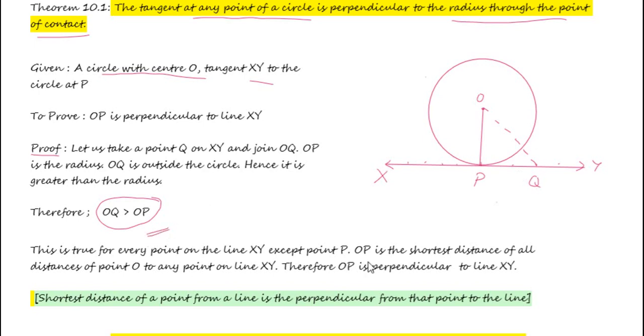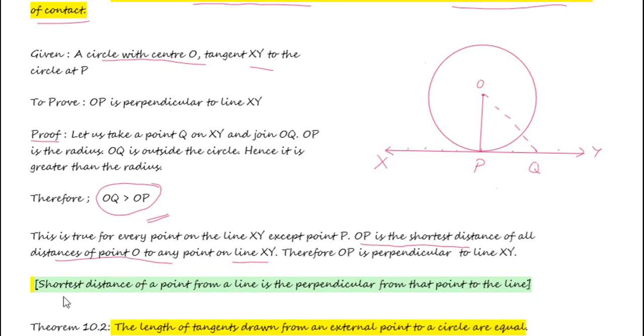So OP is the shortest distance of all distances of the point O to any point on the line XY. Therefore, OP is perpendicular to the line XY. Reason: the shortest distance of a point from a line is the perpendicular from that point to the line. That is why if OP is the shortest distance, then OP is perpendicular to XY.